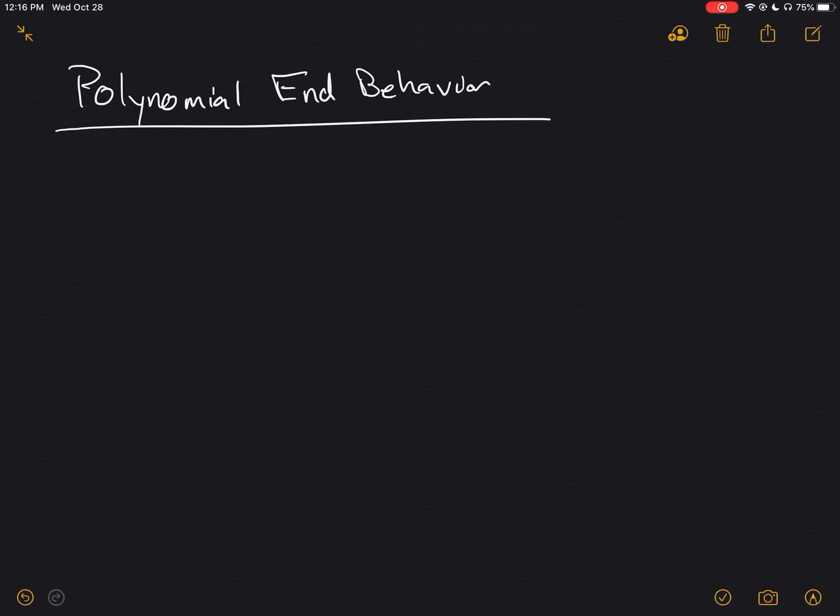All right, so we're going to discuss polynomial end behavior. In our introduction to polynomials, I spent a lot of time talking about how the most important and powerful term in the polynomial is that highest degree term. Everything involved with that, the leading coefficient, the sign of the leading coefficient, and what the degree of the function is, is important to determining a polynomial's end behavior.